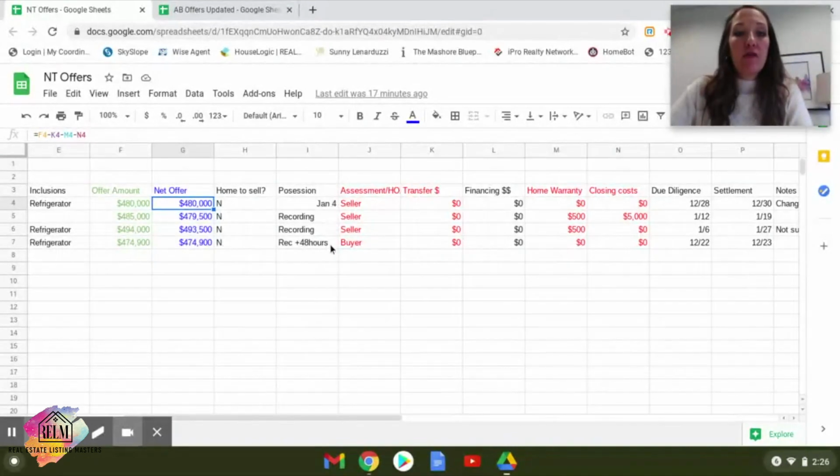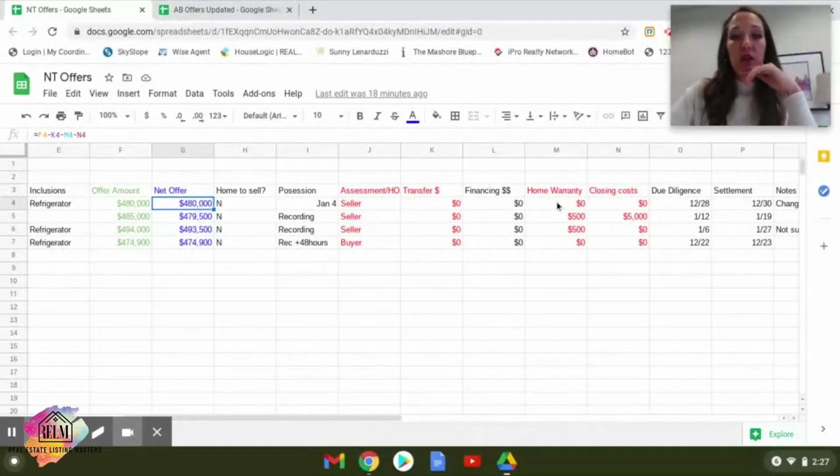Possession. All of these were upon recording. This one was on January 4th. It was a specific date. Who is going to pay if there are assessments? Typically, as part of an HOA, who's going to pay for the assessments and who's going to pay for an HOA transfer fee if there is one? I've got that listed out here. In this property specifically, there wasn't an HOA. There are no assessments, so these dollar values are all zero, but you'll see in my next spreadsheet that that one does have an HOA, and so it plays a part.